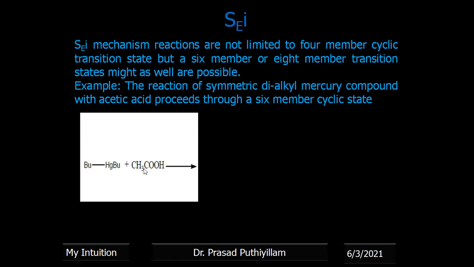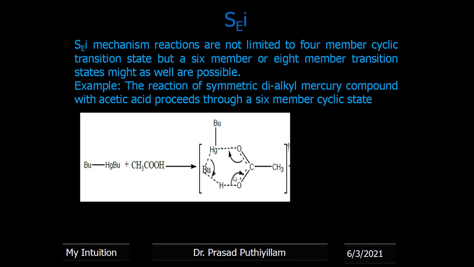It reacts with acetic acid, that is CH3, C double bond O, single bond OH. So it forms a transition state. In the transition state, it's a 6-member ring now. This is the acetic acid molecule, CH3, C double bond O here, and down it is a single bond O connected to hydrogen. One of the butyl groups forms part of the ring. Mercury also forms part of the ring. The other butyl group is not part of the ring, and the CH3 group is also not part of the ring. And it is a transition state.